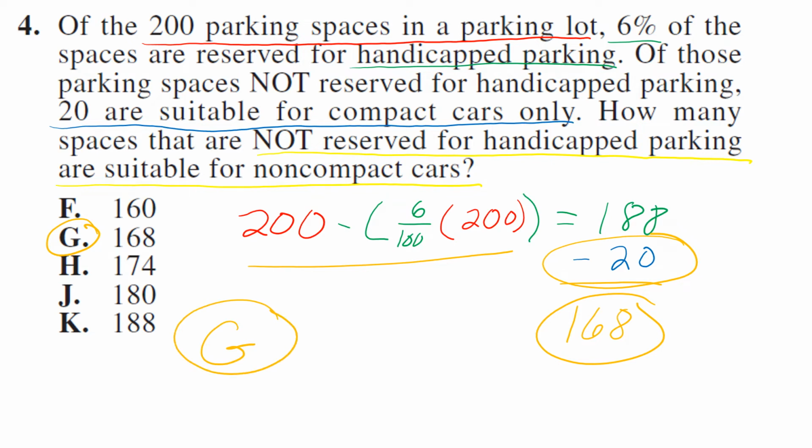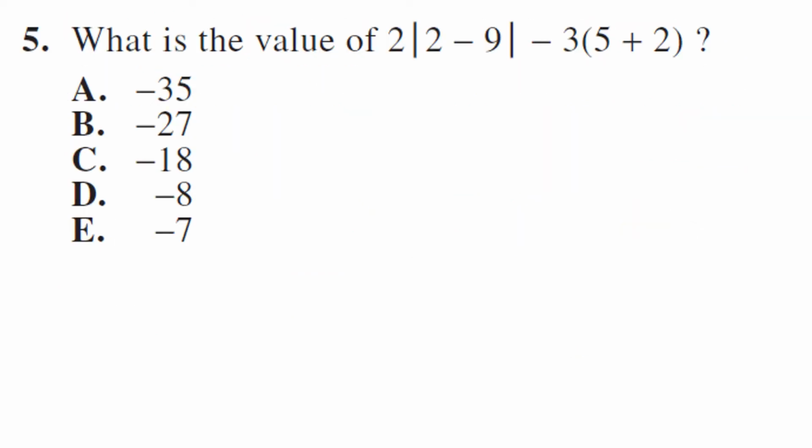It's not really difficult math, just break it down and don't get confused about how to do this. All right, what is the value here? So we have 2 minus 9 is negative 7, but its absolute value of negative 7 makes that positive 7. So 2 times 7 then is 14.